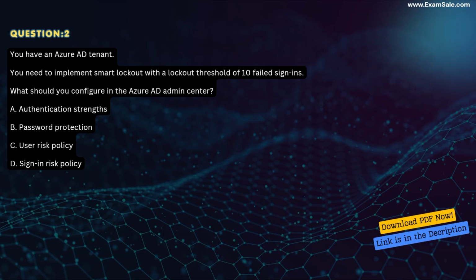Question 2. You have an Azure AD tenant. You need to implement Smart Lockout with a lockout threshold of 10 failed sign-ins. What should you configure in the Azure AD Admin Center? A. Authentication strengths. B. Password protection. C. User risk policy. D. Sign-in risk policy. Correct answer: B.